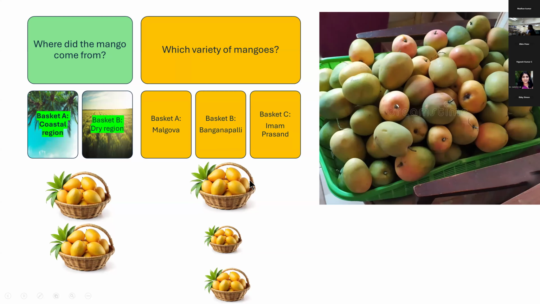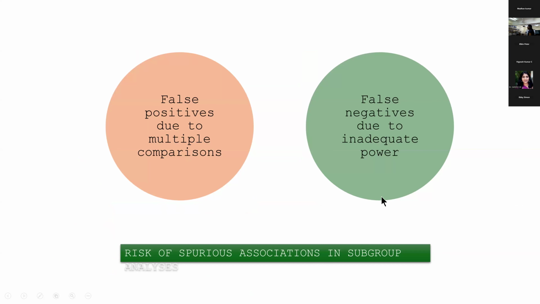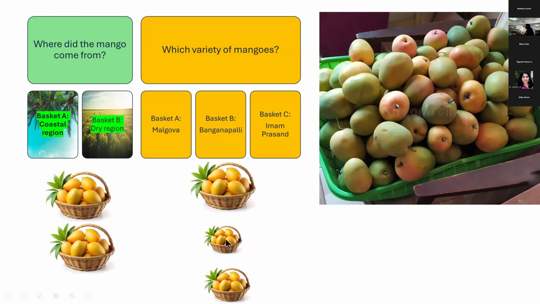Here, what you can find is some baskets have more mangoes, some baskets have less mangoes. And you can do a subgroup analysis and see whether the variety of mangoes is actually explaining your heterogeneity. So the problem is, you can have false positives due to multiple comparisons. You can also have false negatives due to inadequate power. As I showed you, one basket is really small, so this basket is not really powered for you to actually detect any differences.